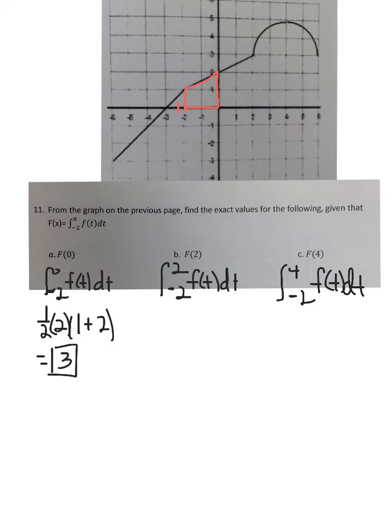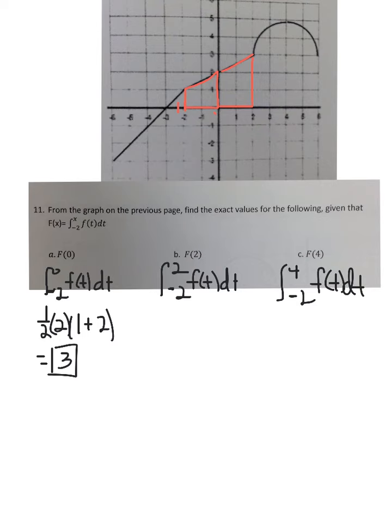All right, now part B wants f of 2. Remember again, f of 2 means we're going to put 2 here and we're going to put 2 here. So that's how I got this integral to go from -2 to 2. If we want the integral from -2 to 2, it's basically what I already highlighted in red, plus, here we go, that piece right there.